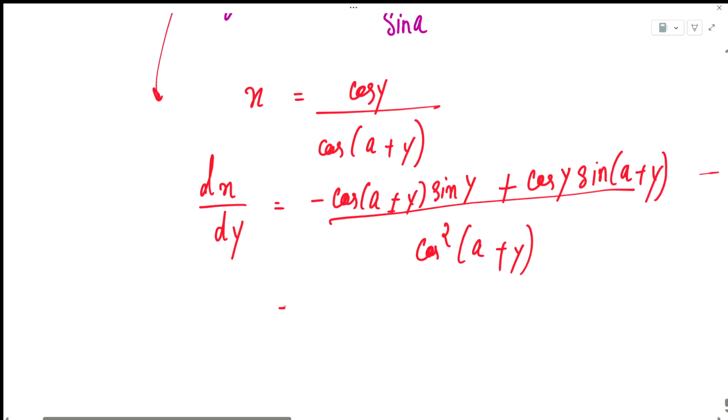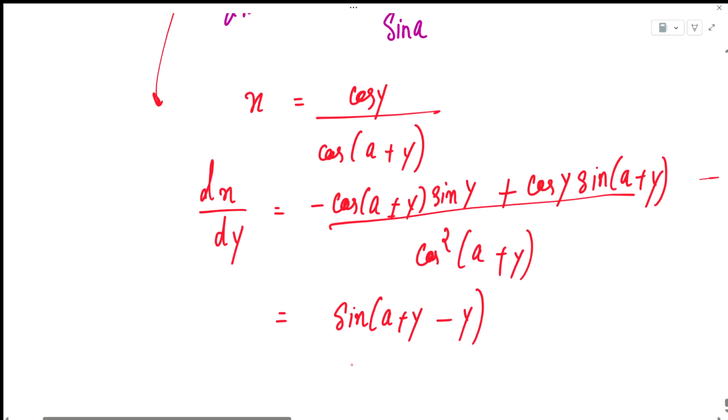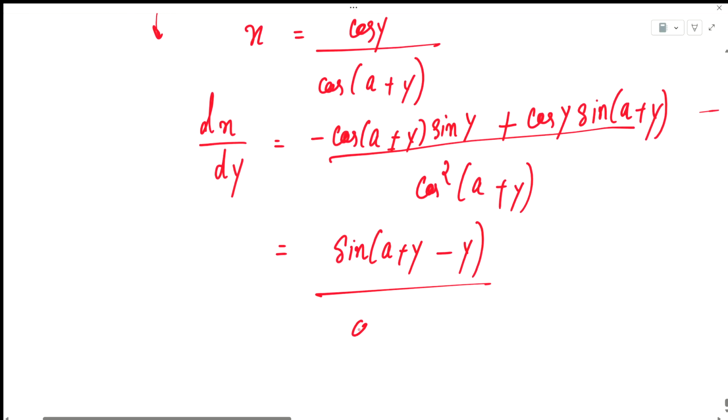Now this will be sin a cos b minus cos a sin b, which can be written as sin of (a plus y minus a), minus y, sorry, and over here this is cos square (a plus y). I'm applying the formula: sin a cos b minus cos a sin b is sin(a minus b).